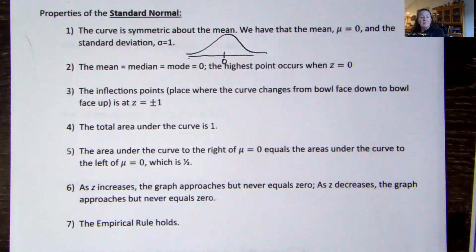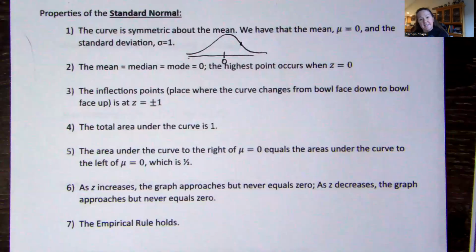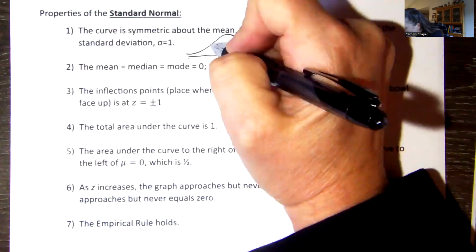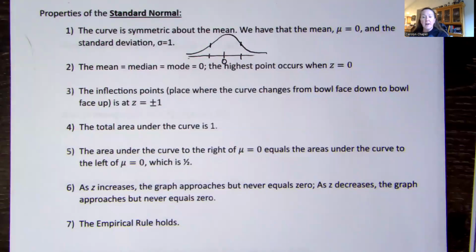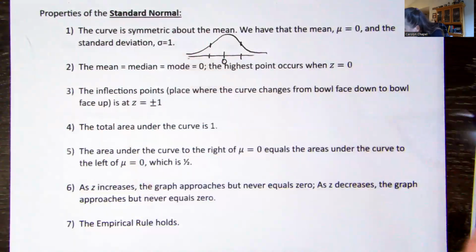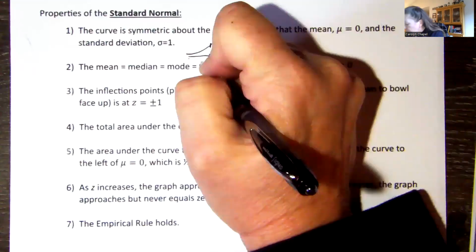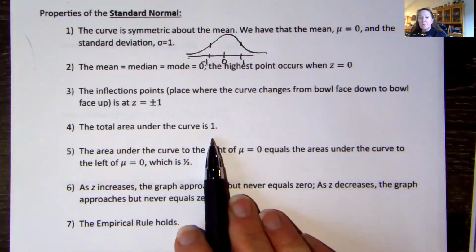Our inflection points for this normal curve happen to be at both plus and minus 1. You can remember that the inflection points are where it changes from bowl face down to bowl face up. They are one standard deviation in either direction from the mean. Since our standard deviation is 1, they happen at 1 and negative 1. The total area under the curve is 1, but again, that is because it is a normal curve.